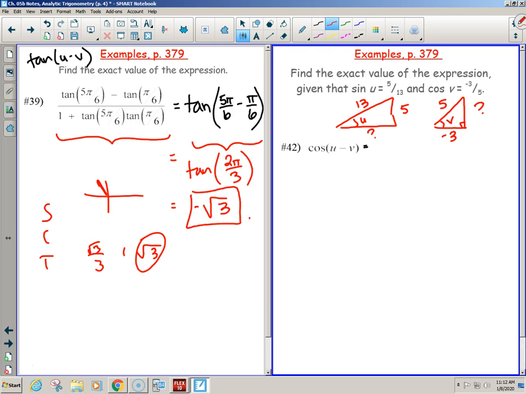Two different angles, my U and my V. Why am I not just plugging in U and V? Well, I don't know them. Use sine inverse, you can find it. But 5 over 13 is not in my unit circle. Well, it's fine, we have a calculator. Okay, the exact word, no calculators.